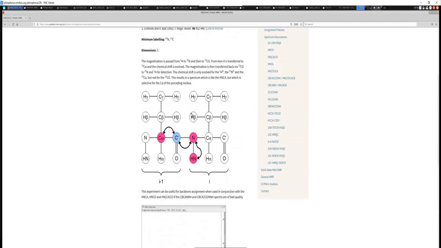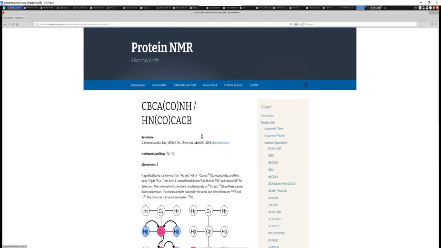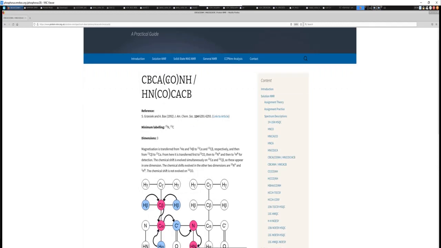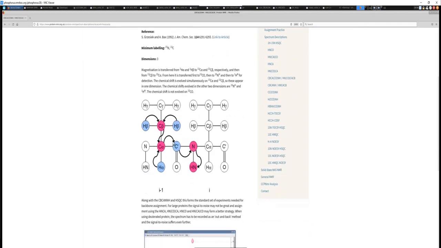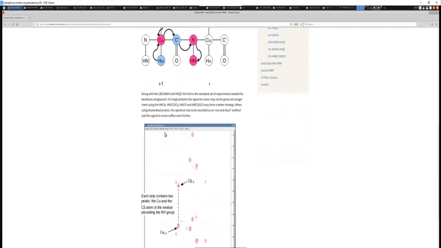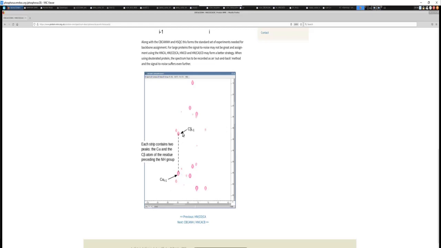Now, there's also one for C betas, for the HNCACB, sorry. And that's known as either the CBCACONH or HNCOCACB. And same ideology, going through that carbonyl, but this time you're looking at both the C alpha and C beta of the I-1. And in this case, you'll have two peaks correlating to your I-1. So I have an example of that here for this data set. Let me inverse this color.